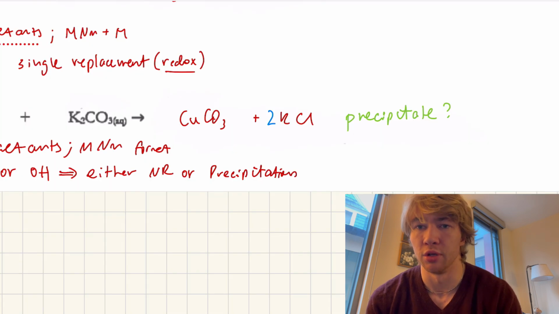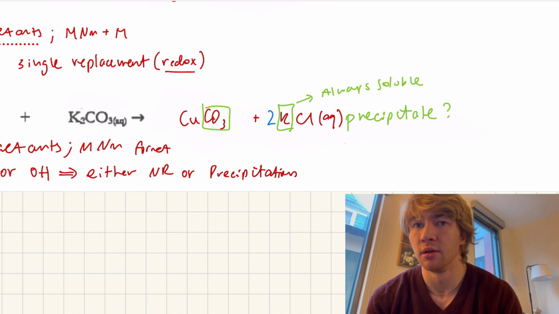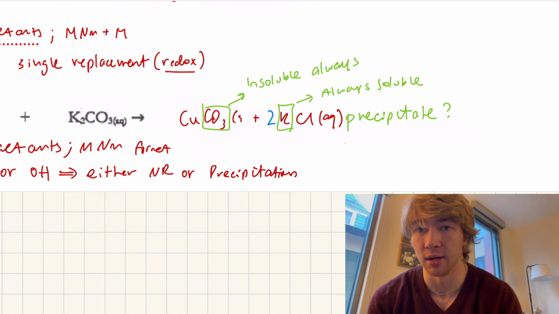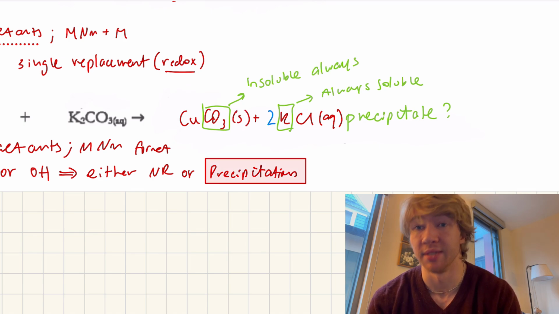KCl, we should know that K plus is group 1 metal, which means it's always soluble. But in CuCO3, carbonate is pretty much always insoluble, so that's going to be a precipitate here, which makes this a precipitation reaction.